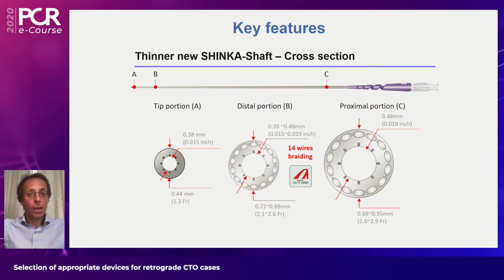And here is the cross section. What you can see actually is that in the tip portion you have only some wire ropes, and then you see that there are 14 wires braided inside this new shaft, which gives a lot of torqueability.